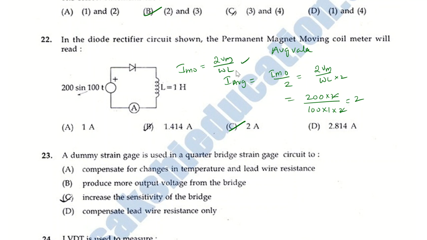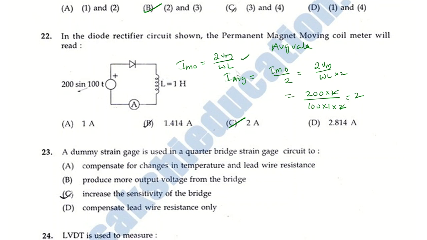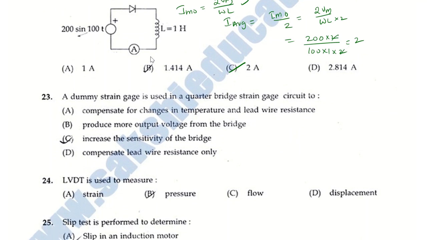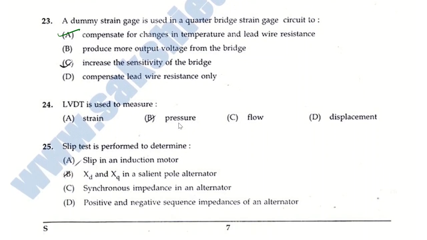Next one. A dummy strain gauge is used in a quarter bridge strain gauge circuit to compensate for changes in the temperature and the lead wire resistance. Next one. LVDT is used to measure what? It is used to measure the displacement. LVDT is the linear variable differential transformer. Okay, next one.